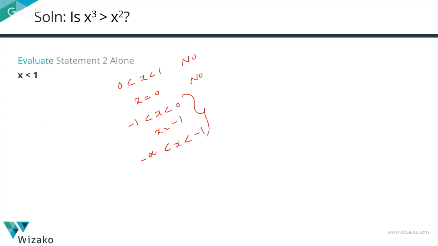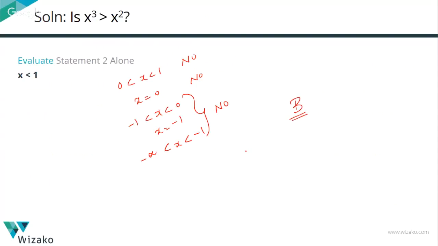All these three I'm going to combine and finish it. In all of these cases, x is negative. If x is negative, the cube of a negative number is negative. The square of a negative number is positive. X cube is going to be lesser than x square. The answer is a definite no. So if x is less than 1, x cube is definitely not greater than x square. We got a conclusive answer. So statement 2 alone is sufficient. 1 was not. Choice B is the answer.